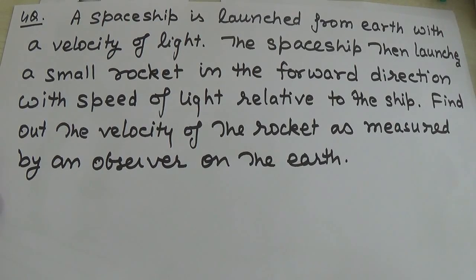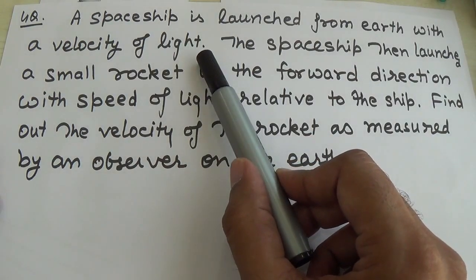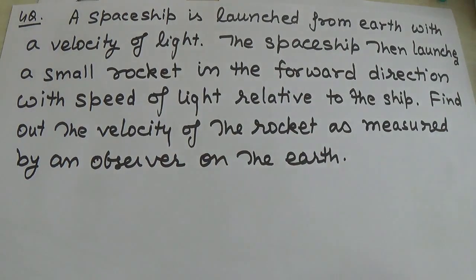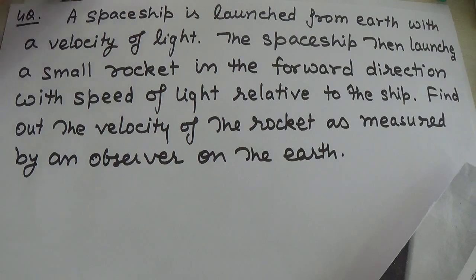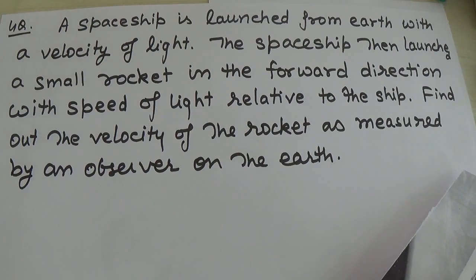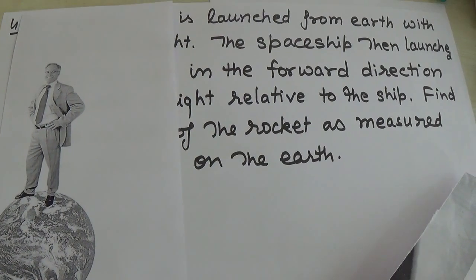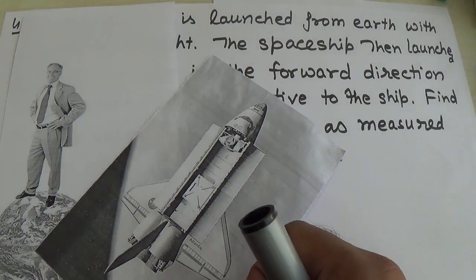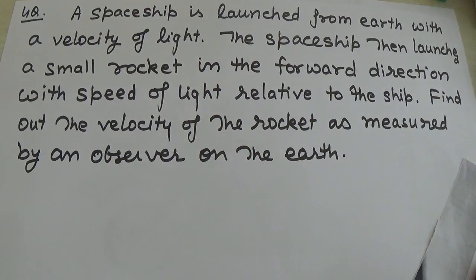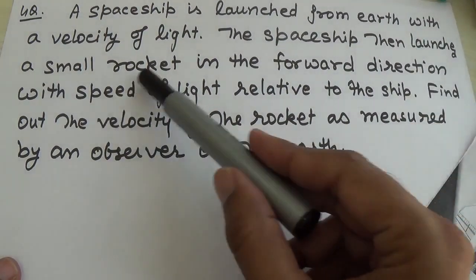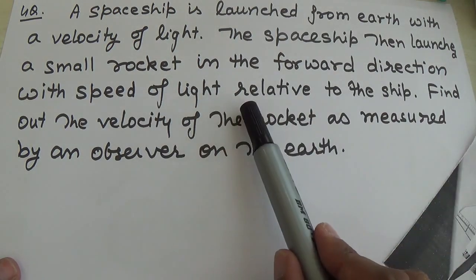In this numerical problem, a spaceship is launched from Earth with the velocity of light. So a spacecraft is launched from the Earth with a velocity of light. You can see a person on the surface of Earth, and this is our spacecraft, which is launched basically from the surface of the Earth.